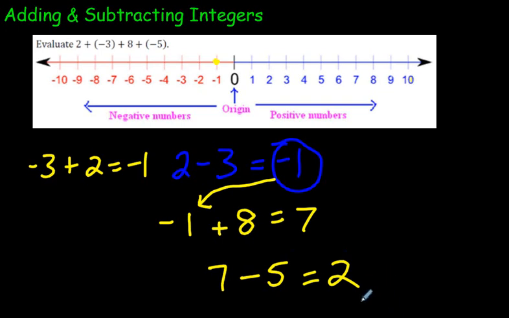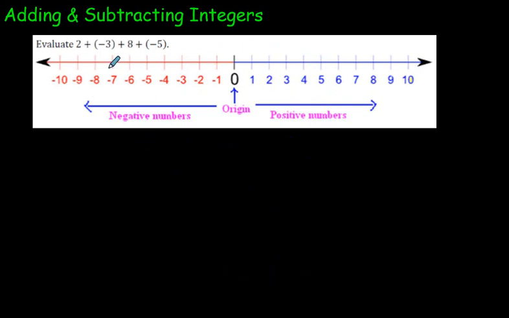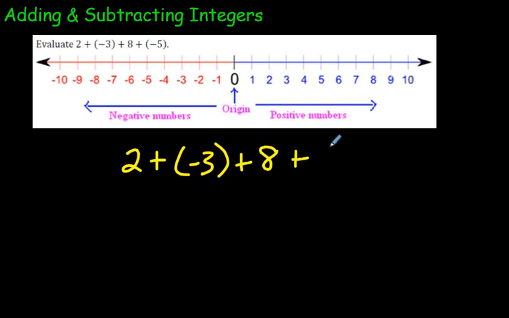So I'm going to start over again. The answer should be 2 for this whole thing, but let's just do it again: 2 plus negative 3 plus 8. Sometimes math teachers go really quickly, and I just want to show you a couple of different ways. You can always skip this and go to the next page if you like.